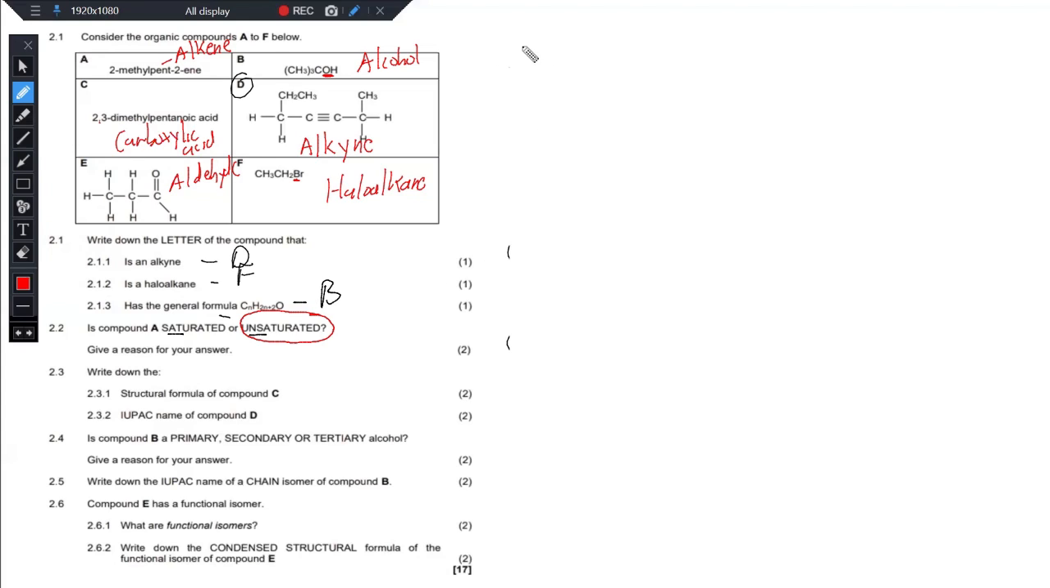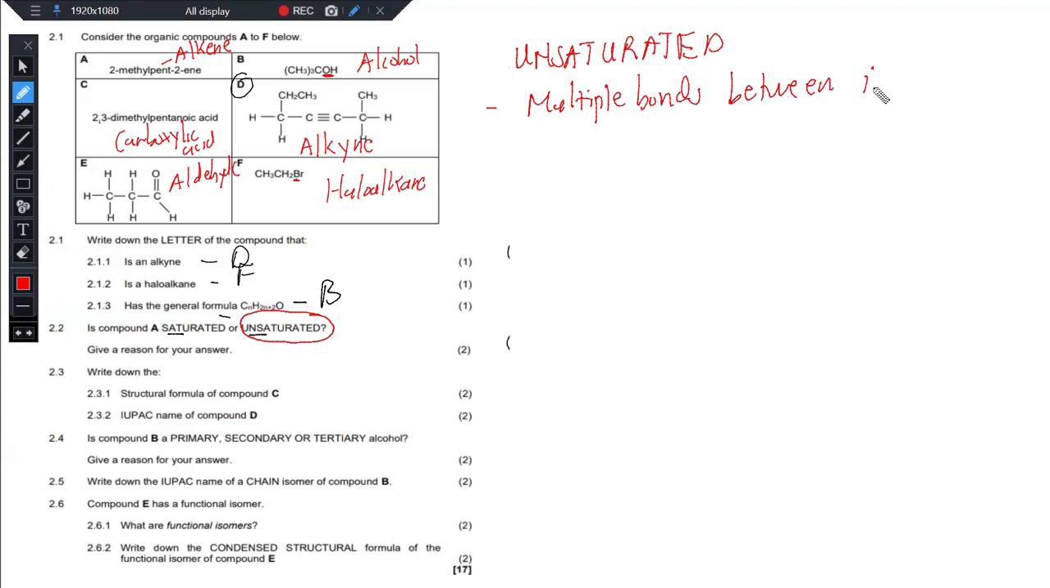So give a reason. We said unsaturated, and the reason for that is because there are multiple bonds between its carbon atoms. Right, so there are multiple bonds between the carbon atoms of compound A. Let's say between the carbon atoms of the compound.